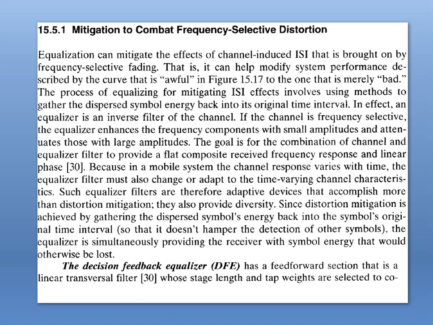Such equalizer filters are therefore adaptive devices that accomplish more than distortion mitigation. They also provide diversity, since distortion mitigation is achieved by gathering the dispersed symbol energy back into the symbol's original time interval, so that it does not hamper the detection of other symbols. The equalization is simultaneously providing the receiver with symbol energy that would otherwise be lost.